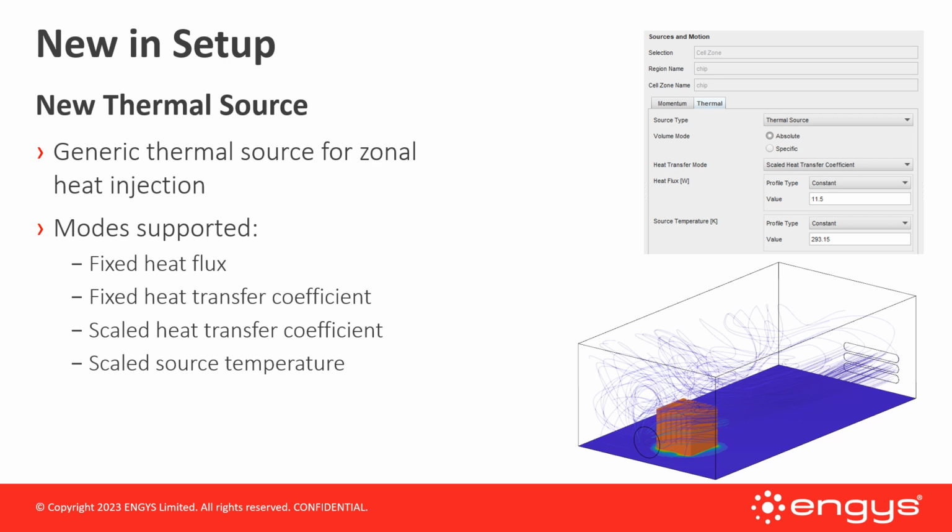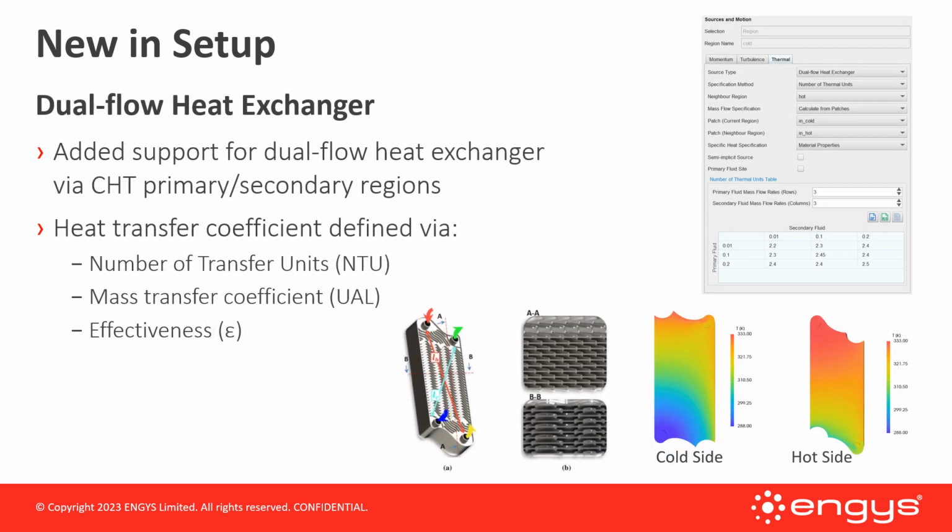We have added support for the dual flow heat exchanger model, whereby a heat exchanger can be specified with 2 coupled regions, one representing the primary fluid and another the secondary fluid. Several methods for defining the heat transfer between the fluids are available, like the number of transfer units, commonly called the NTU model, the mass transfer coefficient, called UAL in our graphical user interface, and the heat exchanger effectiveness can also be specified by the user.